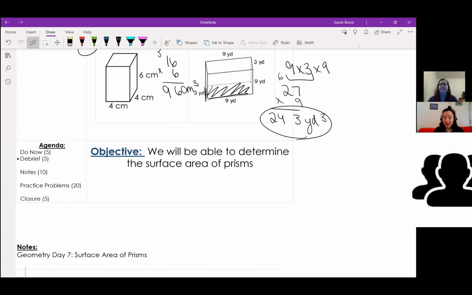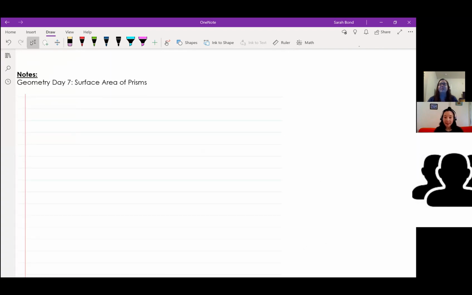All right, so today we are going to shift gears and find the surface area of prisms. So surface area is kind of related to volume, but not really. It's a different part of a 3D shape. So on your paper, draw a line, write notes, geometry day 7, surface area of prisms. Okay, so hopefully you've written down that title, geometry day 7, surface area of prisms.